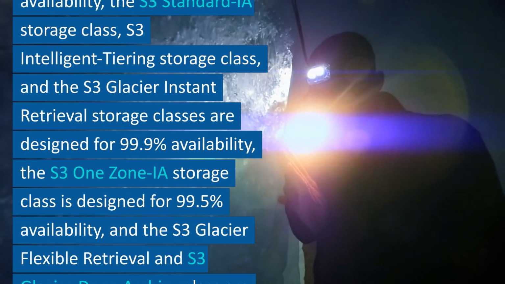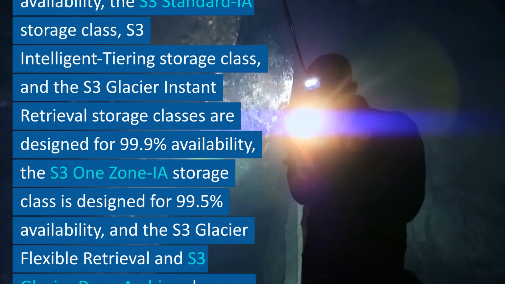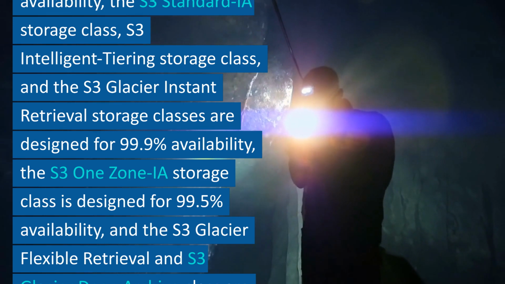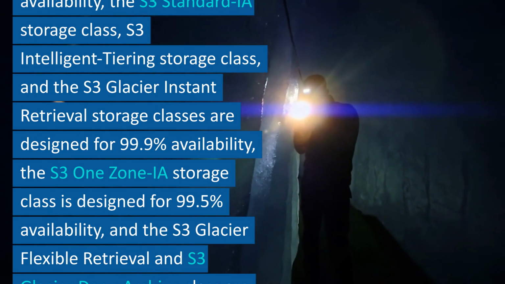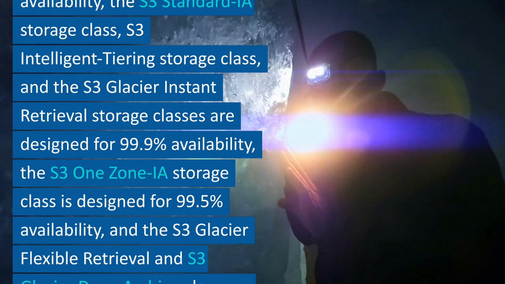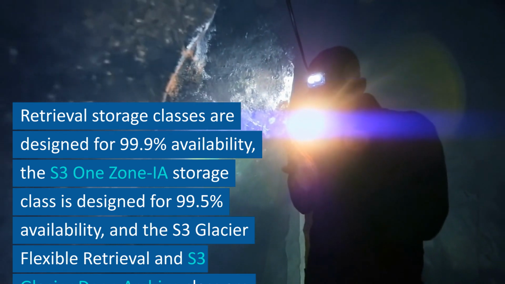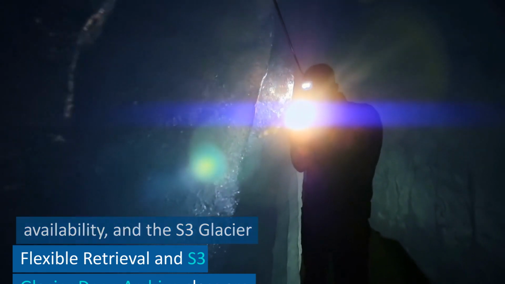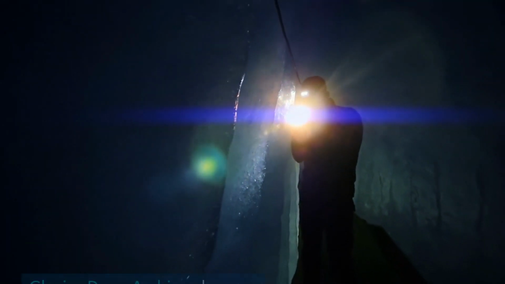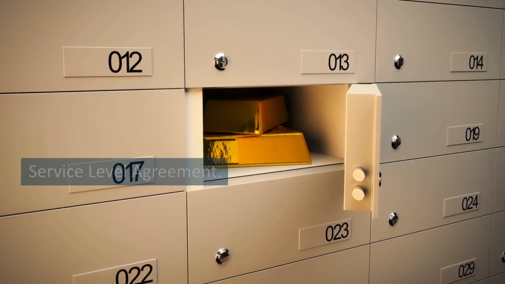The S3 Standard Storage class is designed for 99.99% availability. The S3 Standard IA Storage class, S3 Intelligent Tiering Storage class, and the S3 Glacier Instant Retrieval Storage classes are designed for 99.9% availability. The S3 One Zone IA Storage class is designed for 99.5% availability, and the S3 Glacier Flexible Retrieval and S3 Glacier Deep Archive classes are designed for 99.99% availability and an SLA of 99.9%. All of these storage classes are backed by the Amazon S3 Service Level Agreement.